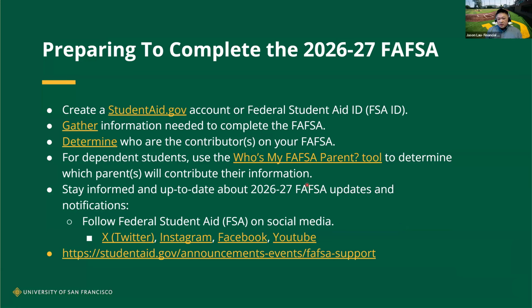So what we need to do to prepare. First, create a studentaid.gov account, otherwise known as the Federal Student Aid ID. This is what you need to log in and sign and complete the FAFSA. Gather the information needed to complete the FAFSA. This is a link, unfortunately, and so hopefully when the presentation and the slides are shared with you after, you can click on this.